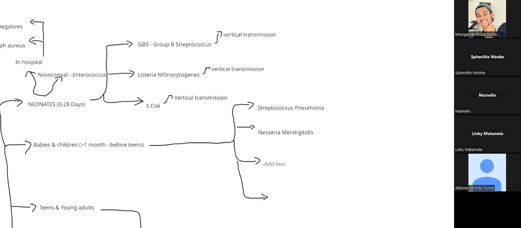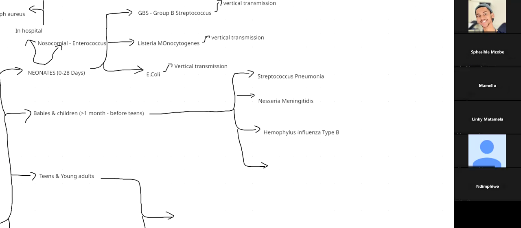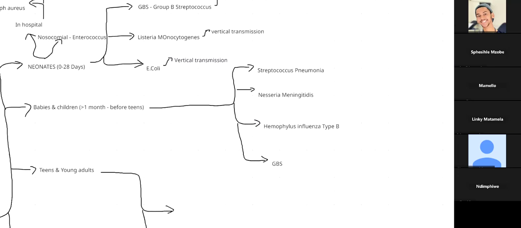Okay. So Haemophilus influenzae type B and also group B Streptococcus. GBS also presents in your babies and children as well. Now I'm going to speak about Streptococcus pneumoniae. Streptococcus pneumoniae essentially involves colonization of the nasopharynx. Young children have increased exposure to respiratory pathogens and less mature immune responses, because the immune system is still busy developing.